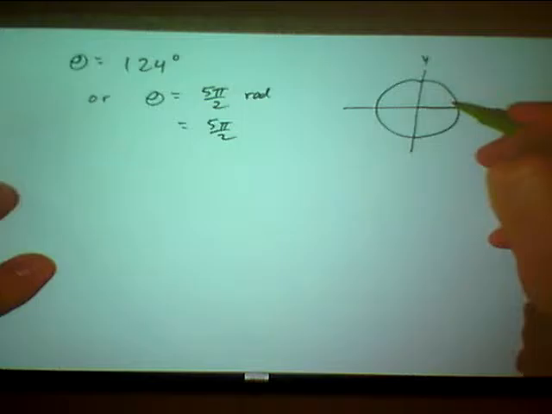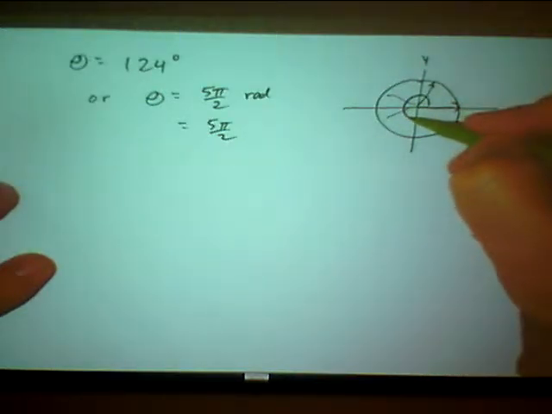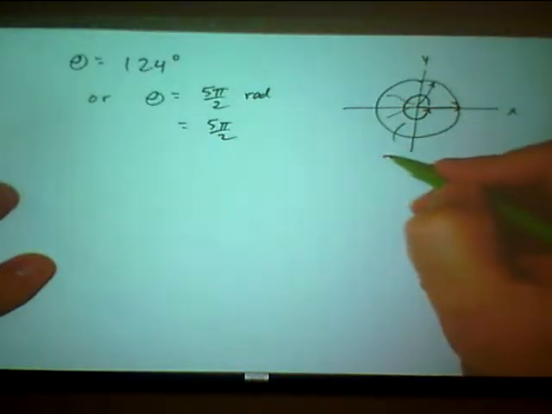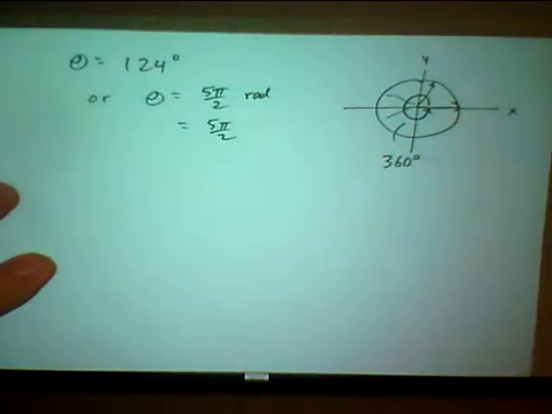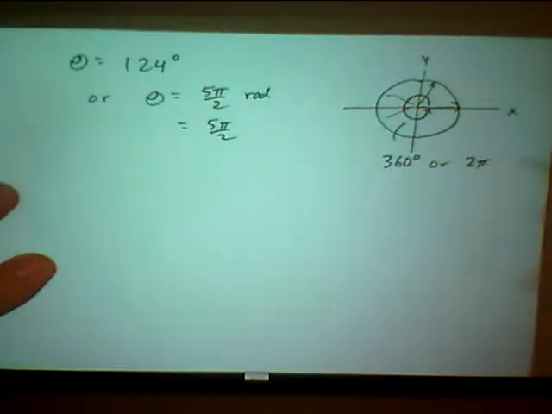starting in our standard position, and if we start moving our terminal side all the way around, and I decide to go all the way around the circle, I will have moved 360 degrees, or I could say the angle would have been 2 pi radians. So if you have an angle that goes all the way around the circle, it's either 360 degrees or it could say 2 pi radians.